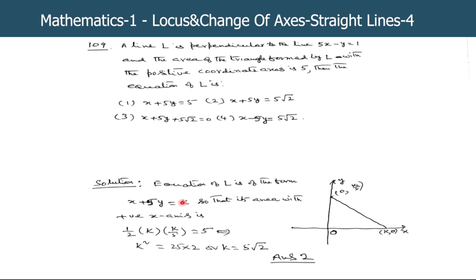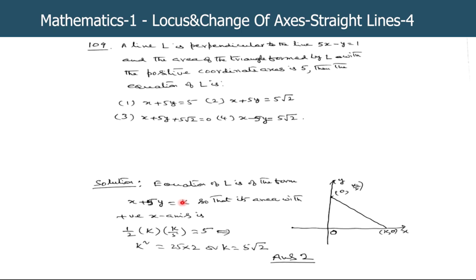So that its area with the positive axes is half of k into k by 5 is equal to 5, or k square is equal to 50, or k is equal to 5 root 2. Please remember that it has been given that the line intersects both positive axes.